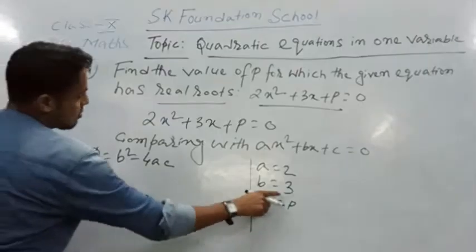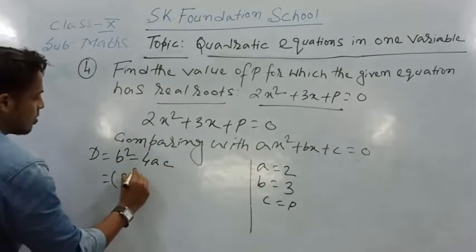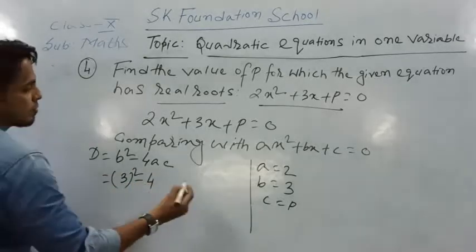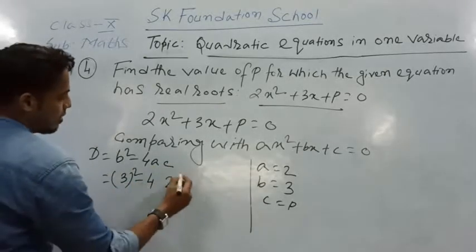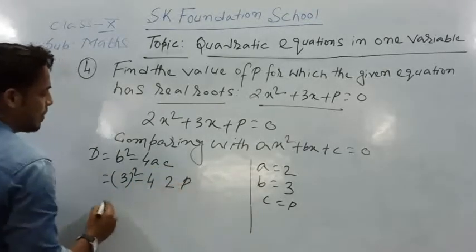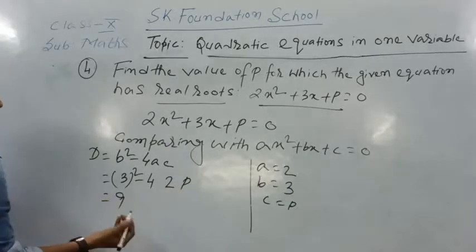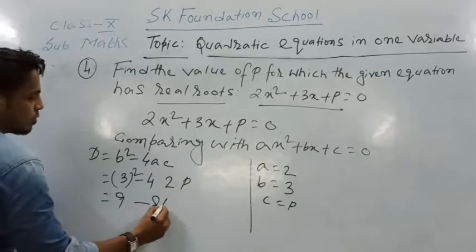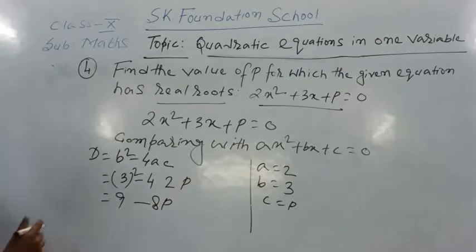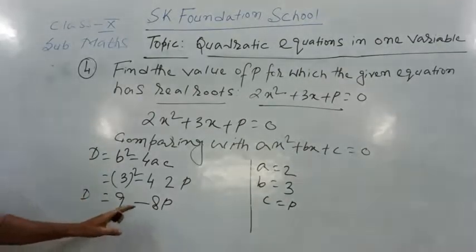So the value of D is 3 square minus 4, a means 2, and c is p. That's 9, and 4 twos are 8p. So 9 minus 8p. Okay. So the value of D is 9 minus 8p.